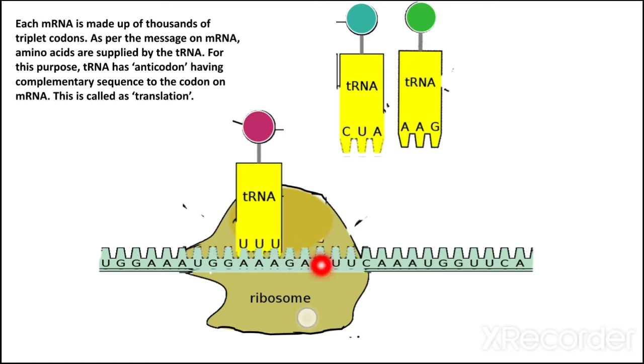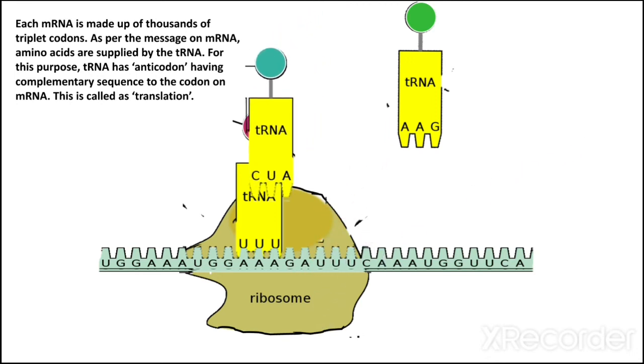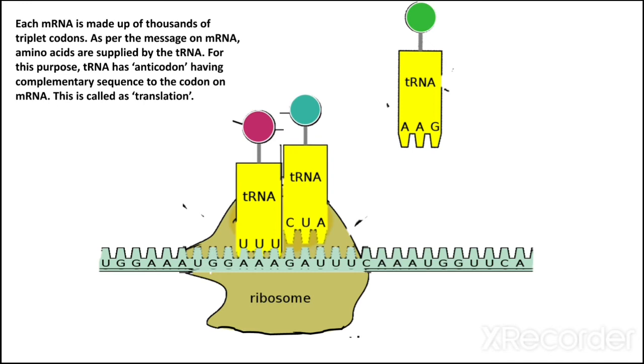As per the next sequence here on the mRNA, another tRNA will bring an amino acid. Here there is guanine, adenine and uracil. So for guanine, the complementary anticodon nucleotide will be cytosine. For adenine it will be uracil, and for uracil it will be adenine. So the next tRNA molecule will come and attach here.